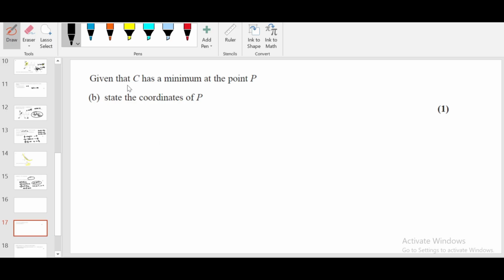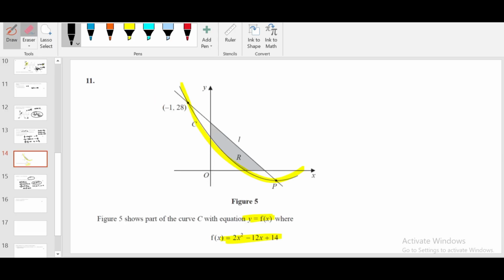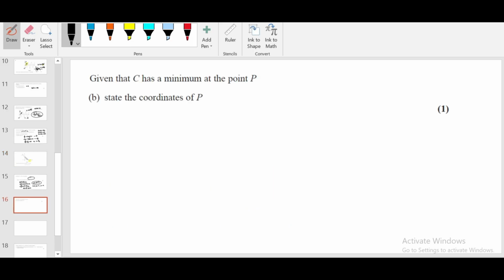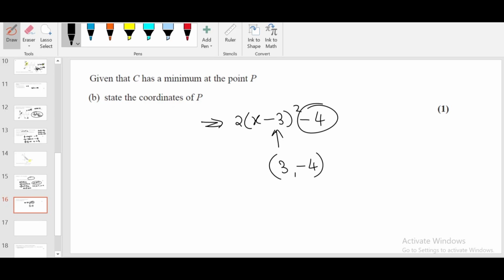Part B says, given that the curve has a minimum point at P, you can see from the figure the minimum point P is mentioned here. How do we find the minimum point? We have the completing the square method here. The answer from part A, 2 times x minus 3 whole square minus 4. So the easiest way to find the turning point of a quadratic function, when you have this, take this number, change the sign, take the number standing all alone here. That's the turning point. 3 comma negative 4. That's the easiest way to find the turning point.